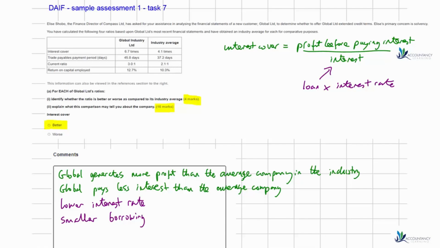We could also comment that given that the interest cover is bigger than the industry average, then probably Global is just a little bit more creditworthy, and any future borrowings it wants to undertake would probably be a bit cheaper than the industry average, which is a good thing.